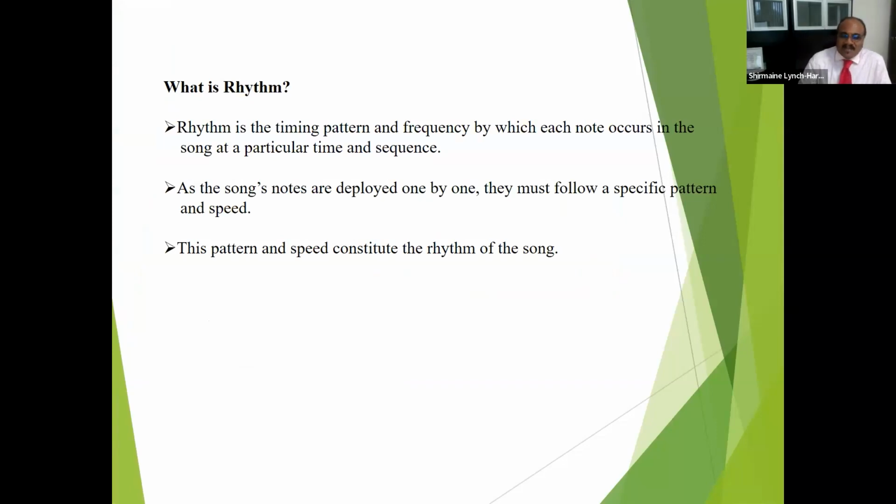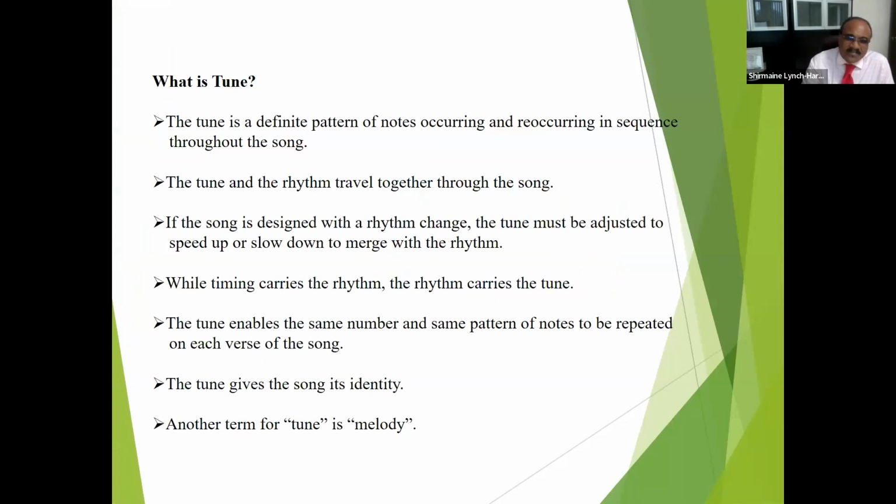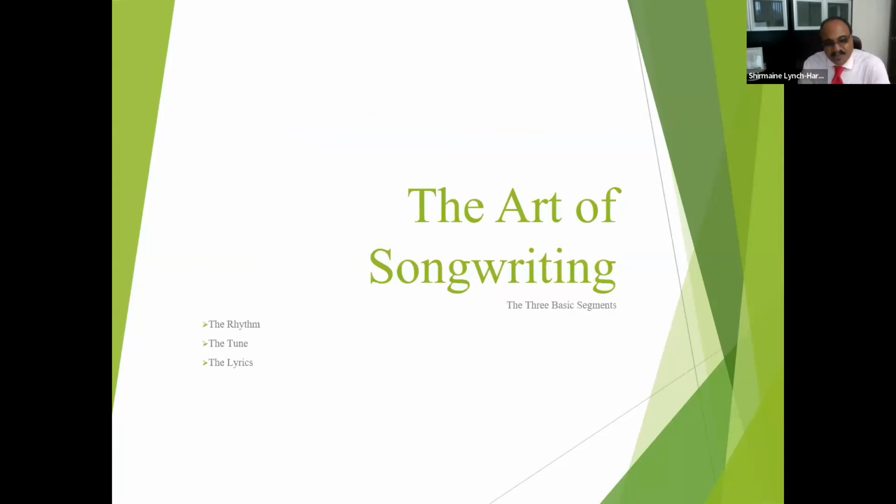mouse here. Yeah. So what I'm going to talk about right now is the three parts of songwriting, things that you should know about: the rhythm, the tune, and the lyrics. And they come in that order: the rhythm, the tune, and the lyrics.